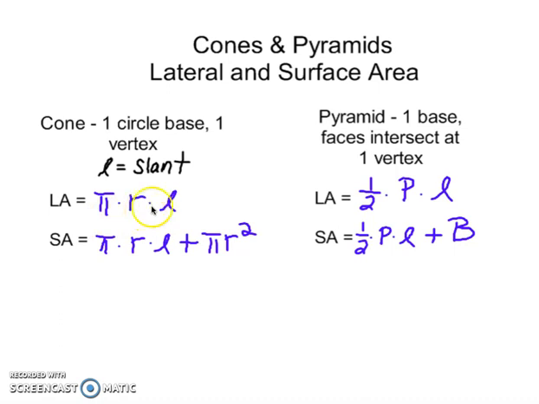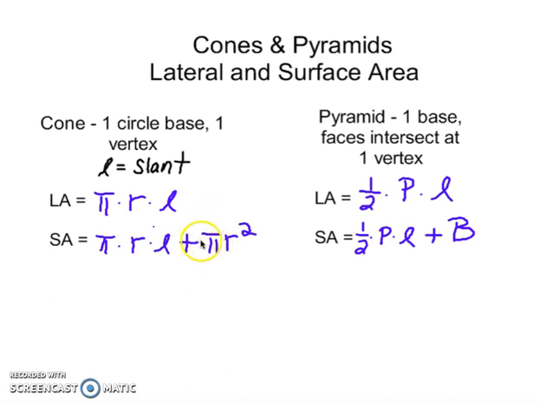times the radius, and this lowercase l is the slant. The surface area is pi times r, or radius, times the slant plus pi r squared. Now if you notice, this is very similar to the prisms and cylinders that we did. The first part of the surface area formula comes directly from the lateral area, and the pi r squared comes from the area of one circle.